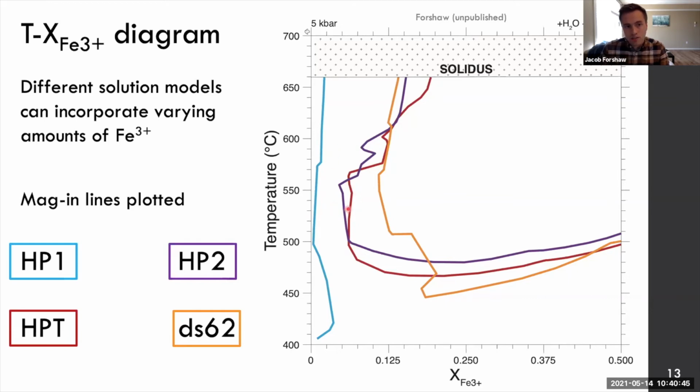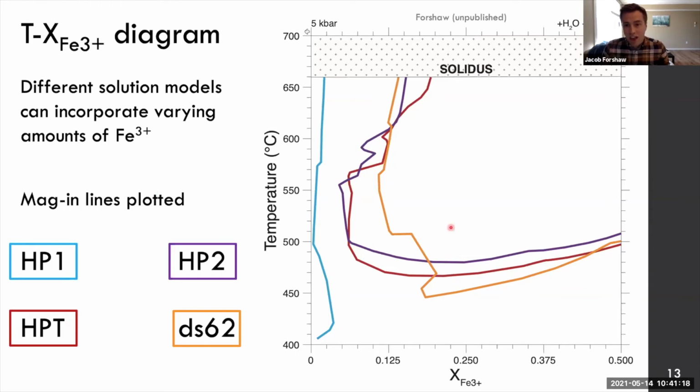Whereas the other data sets, HP2 and HPT, are quite similar here. You need about 0.05 XFe3+ in order to introduce magnetite, and then even more in dataset 6.2. And this is because there's a different number of end members of iron 3+ in the minerals in each of these data sets. And even between HP2 and HPT, the difference here is that the Tachmanova model takes in more iron 3+ compared to the White 2007 model. And I showed that in some calculations yesterday.